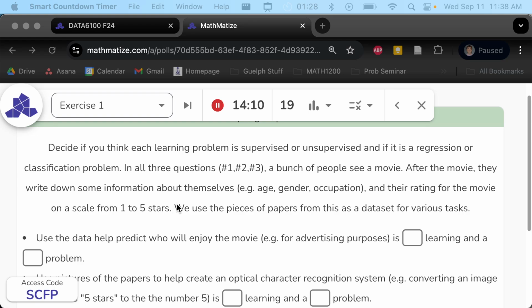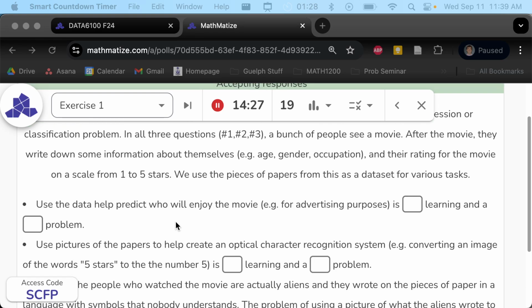So in this one, we're sticking with the movie theme, and we have, very similar to what we had last class, some information about people, and we have their rating. And they write all this stuff down on a piece of paper, and then we have the pieces of paper. That's our data set. Or you can imagine they're all scanned in a computer. So the first one, use the data to predict who will enjoy the movie, e.g. for advertising purposes. And what did you guys say?